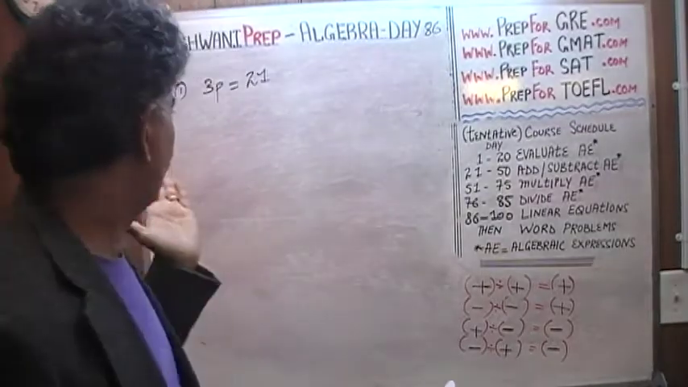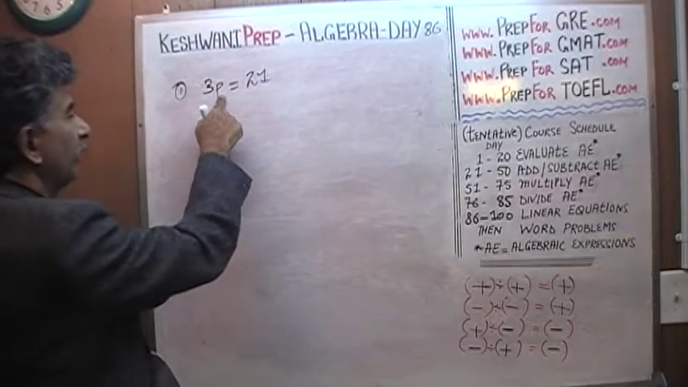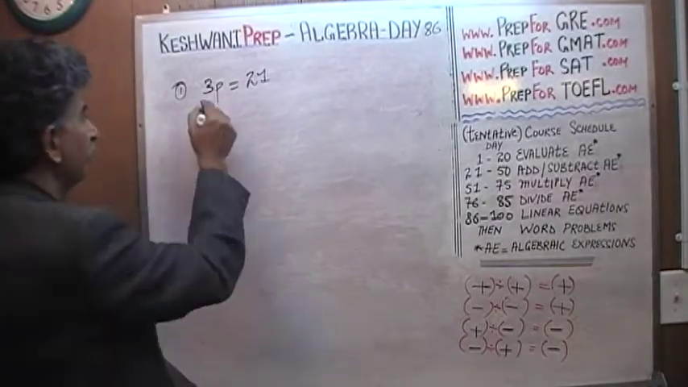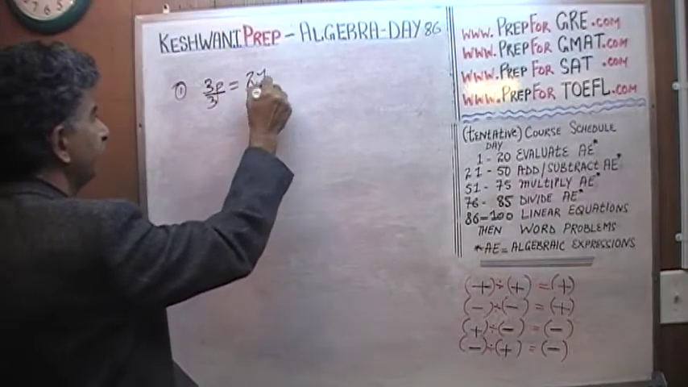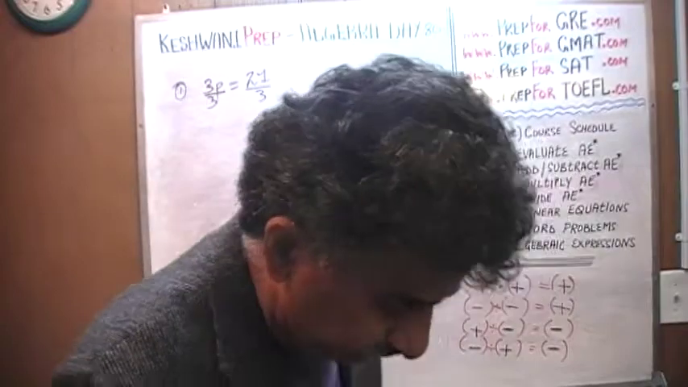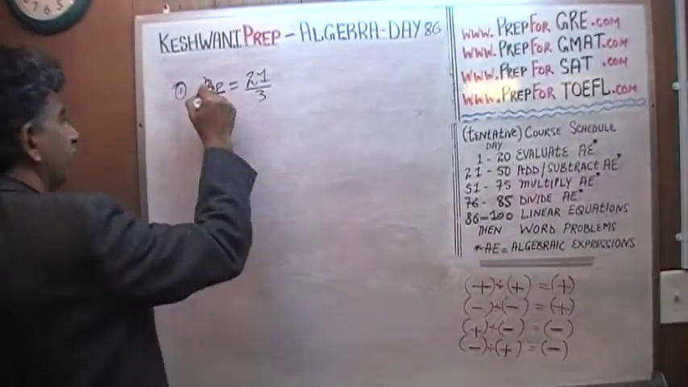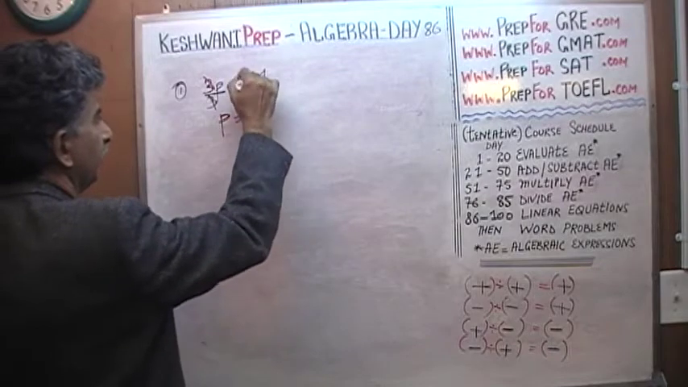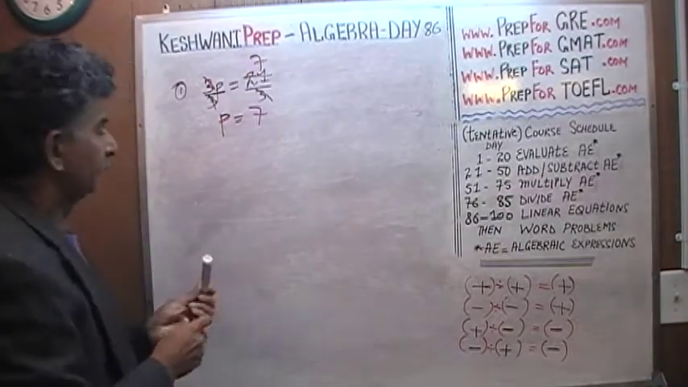It's too simple. 3 times what number equals 21? Of course 7. But if you want to show your work, this is how you would show your work. You divide both sides by 3, and when we divide both sides by 3, this 3 cancels out with this 3, and p equals 21 divided by 3, which is 7. 21 divided by 3 is 7. Let's do one more.